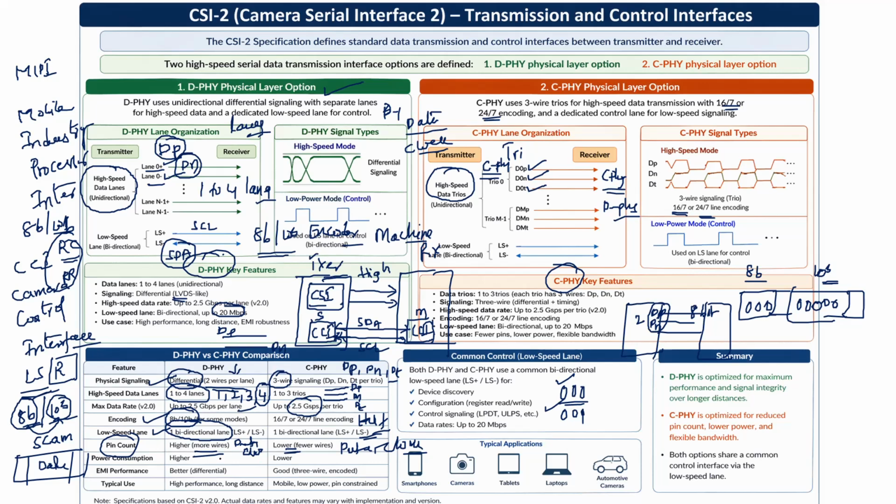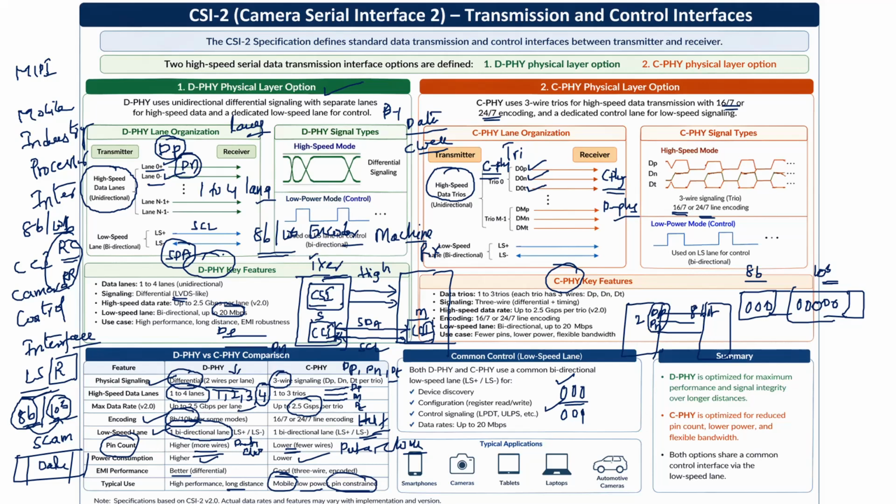Power consumption should be higher here and lower here. And then electromagnetic interference should be better and good in the C-PHY layer, because both the data and clock are embedded, so it will be synchronous with the data. That's why interference would be less. D-PHY we use for high performance and long distance, and the C-PHY layers we use for mobiles, low power, and pin-constrained models.